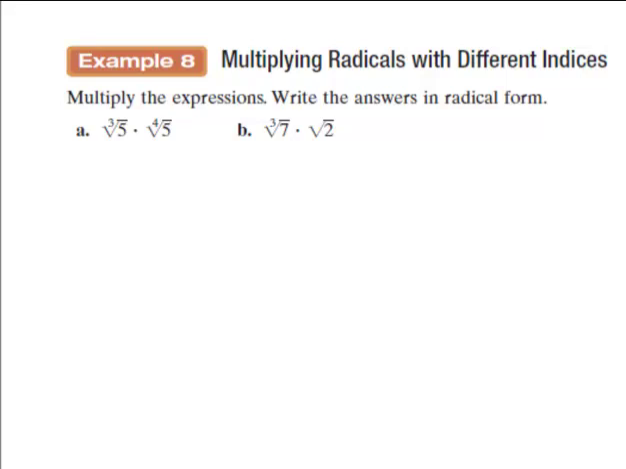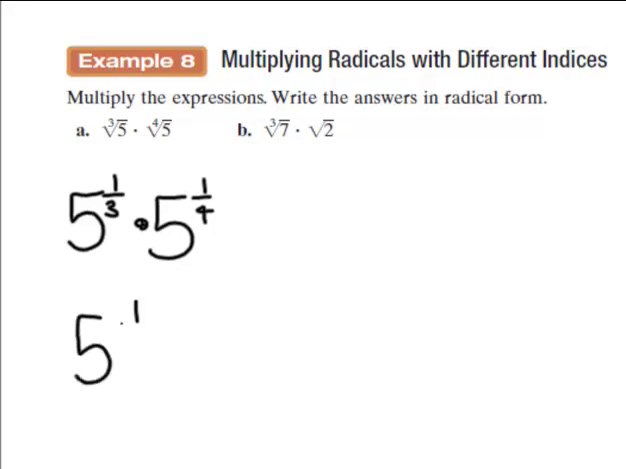So the cube root of 5, remember, is the same thing as 5 to the 1/3 power. And I want to multiply that by the fourth root of 5, which is 5 to the 1/4 power. And then remember what our exponent rules say: if our bases are the same, they're both 5s, we can add the exponents.